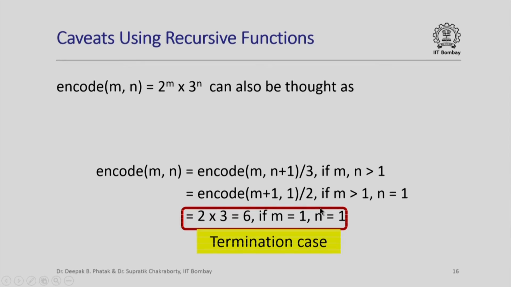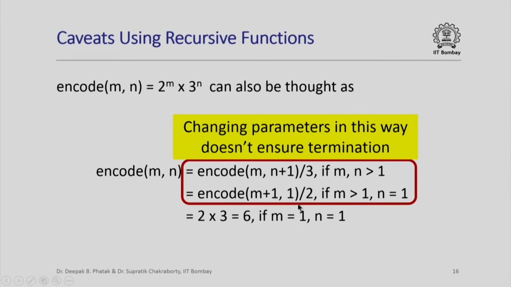This is fine. However, for these recursive formulations we have a problem. Given a value of m comma n, here the value of n is going to continue to increase, here the value of m is going to continue to increase, and we will not reach the fixed end or the termination case. So here, although there is a recursive formulation, the parameters are being changed in a way that does not ensure termination. So this is a bad recursive design. If you use this recursive function, then you are not going to terminate in general.